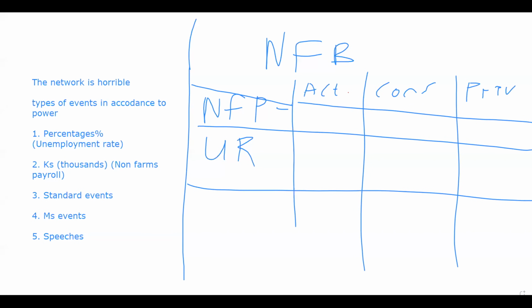Now, the actual comes out as, actually, let me start with the previous. The previous says 330K. That is the previous, 330,000. Then the cons says 300K. The percentage event is 5.2%. The prediction is 5.3%. And we are all waiting for the actual, right?